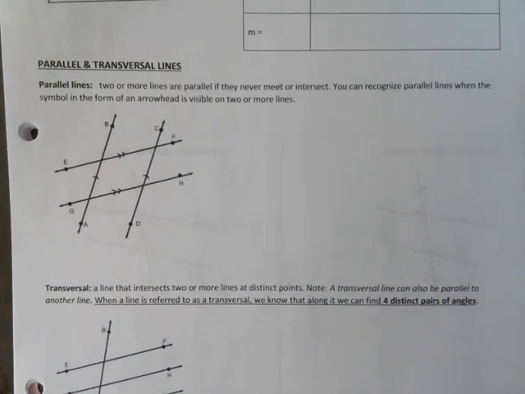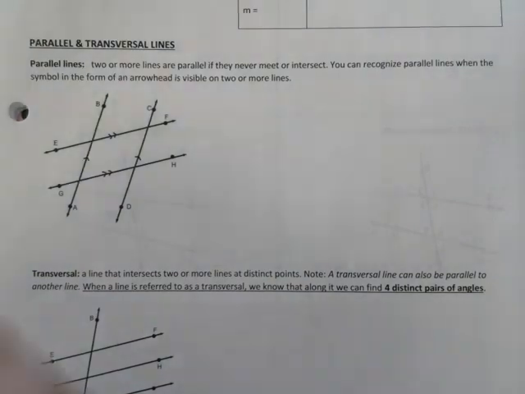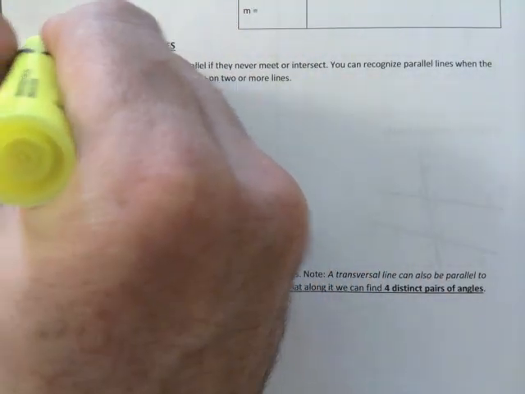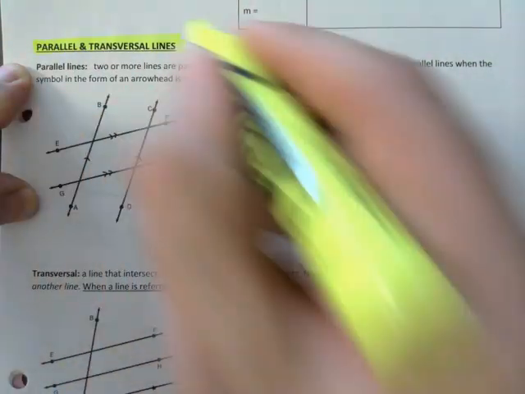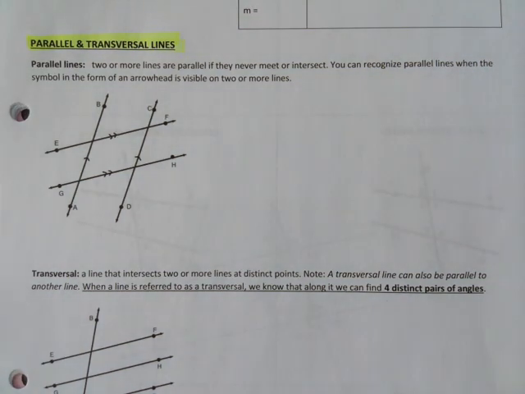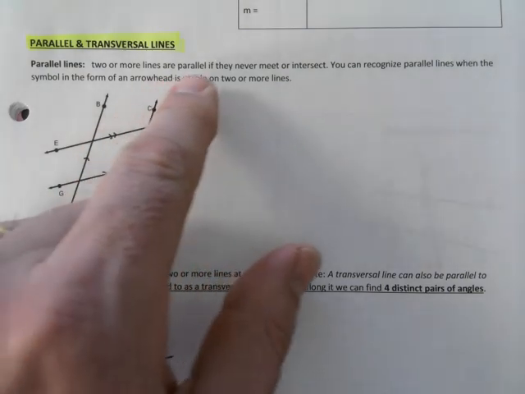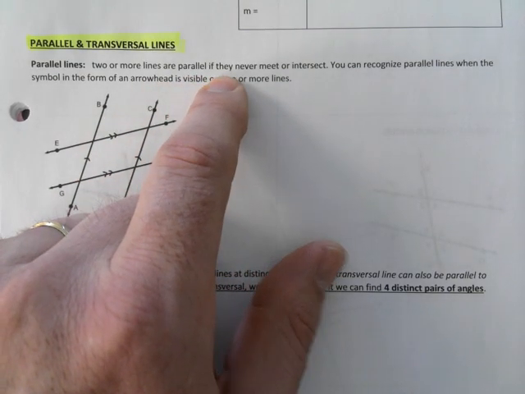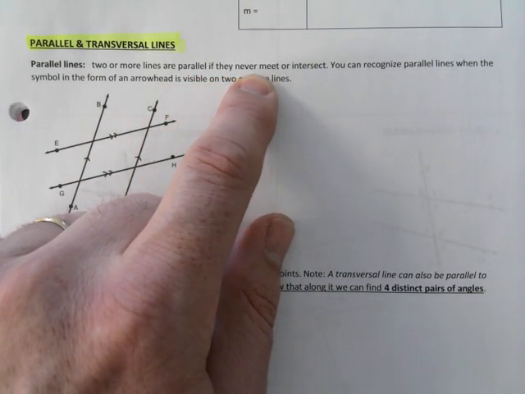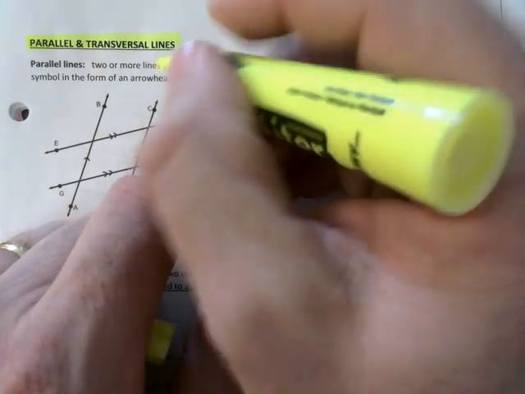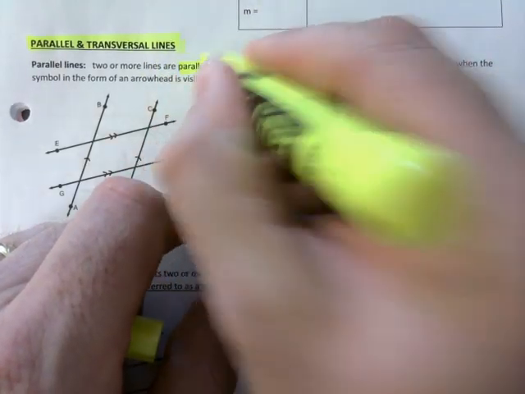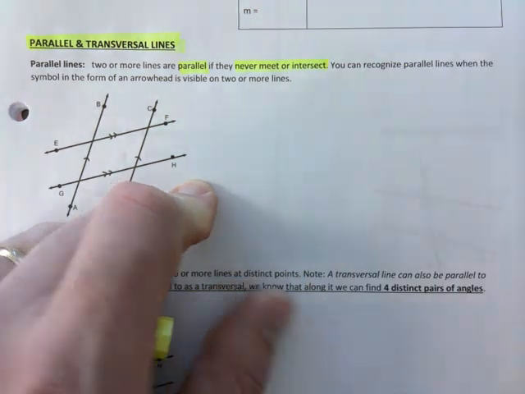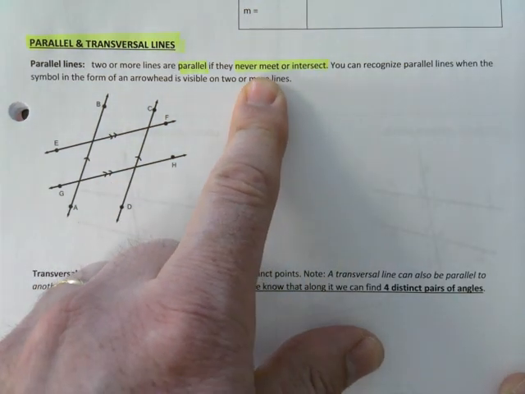Parallel lines and transversals. This is a very important concept here. Parallel lines, what are they? Two or more lines are parallel if they never meet or intersect. So parallel lines never meet or intersect. That's by definition what parallel lines are.